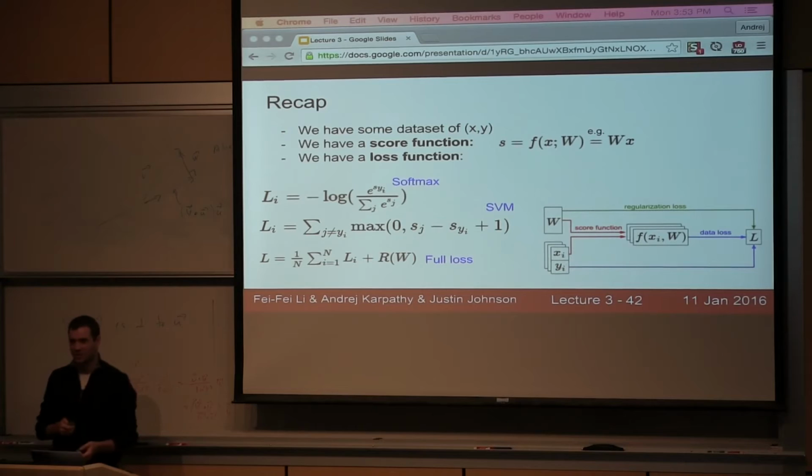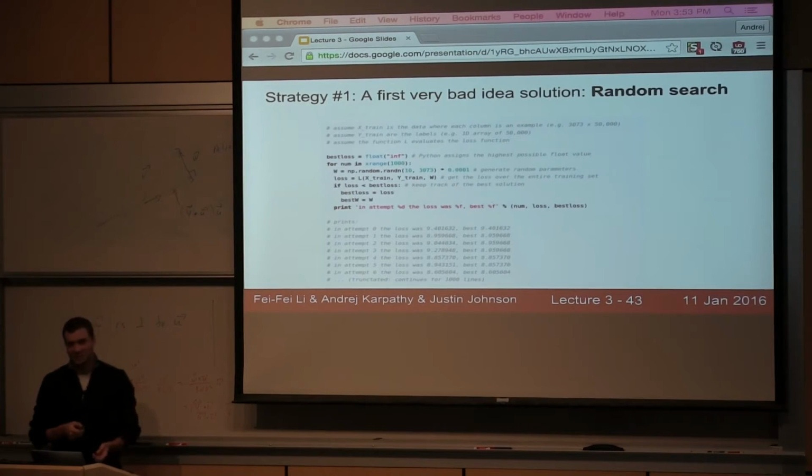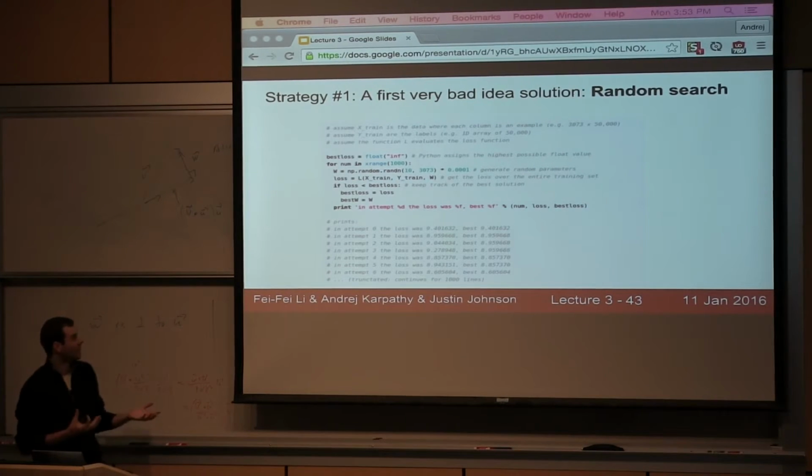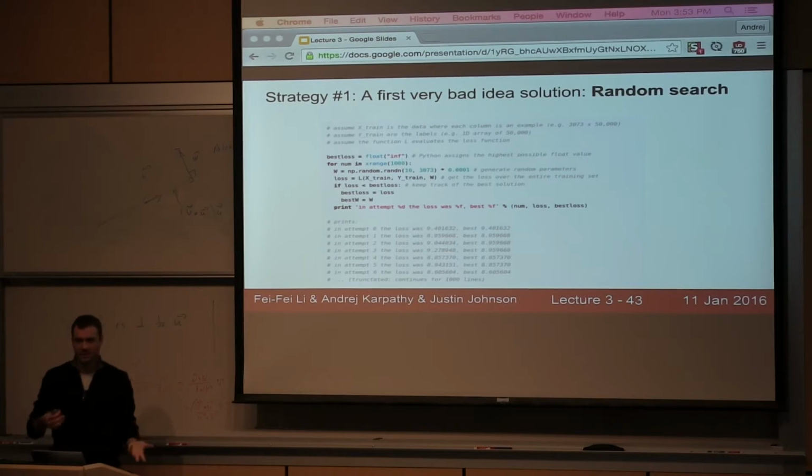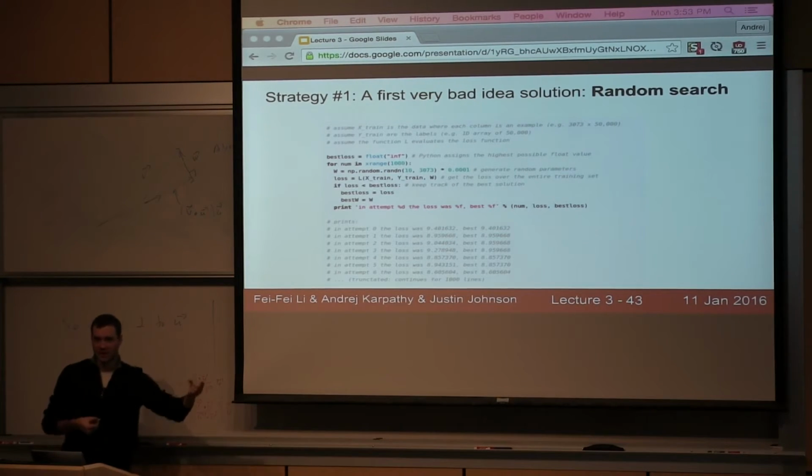So here's one strategy for optimization. It's a random search. Because we can evaluate the loss for any arbitrary W, what I can afford to do, and I don't want to go through this in full detail, is effectively randomly sample W's and check their loss.